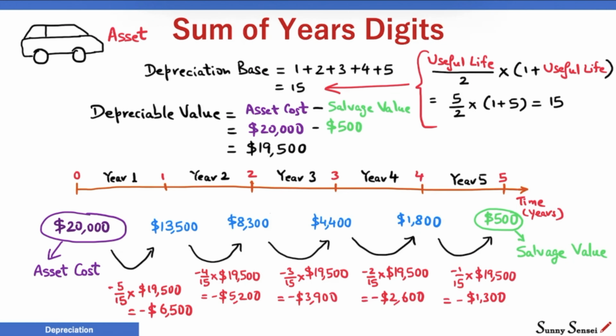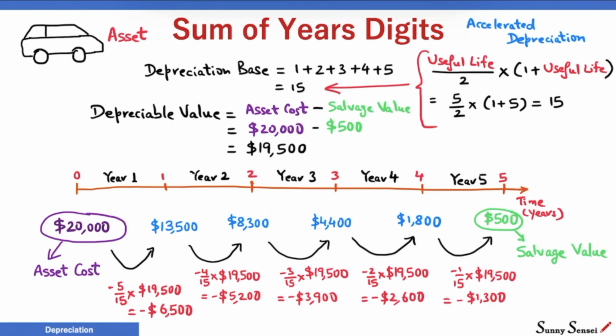Finally, sum of years method belongs to a special category of depreciation techniques called accelerated depreciation. In sum of years method, the annual depreciation is much more in the initial years. It decreases with time. This is evident in our example too. Depreciation is $6,500 in year 1, but drops to $5,200 in year 2. It keeps decreasing across the lifetime of the asset. These characteristics are unique to accelerated depreciation.